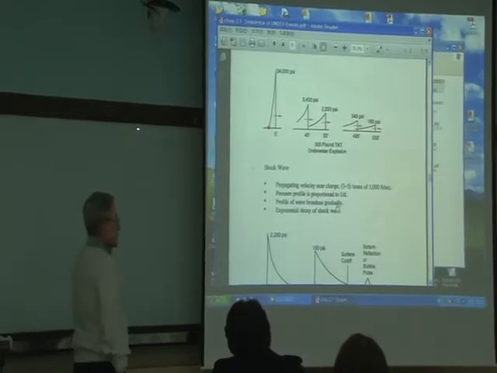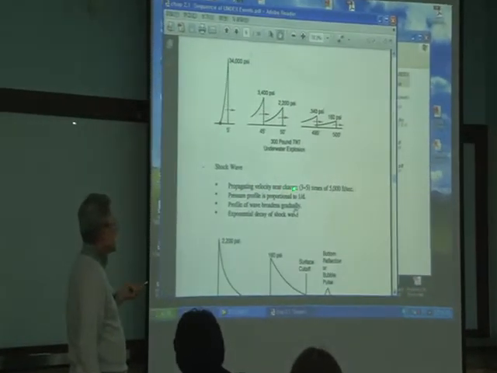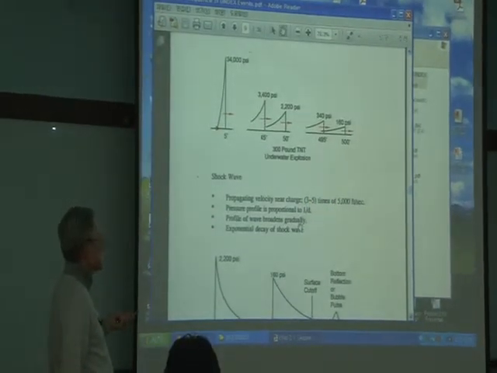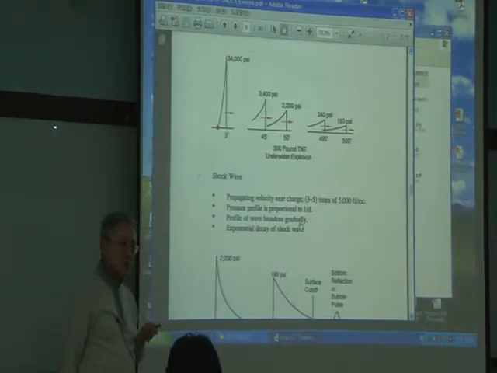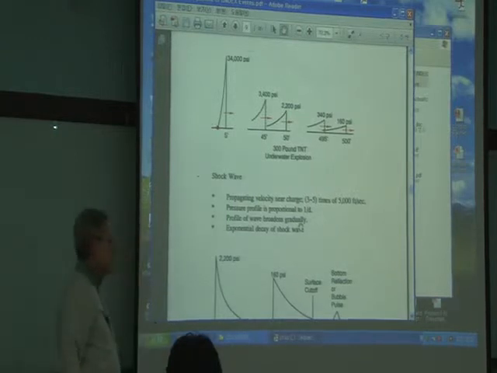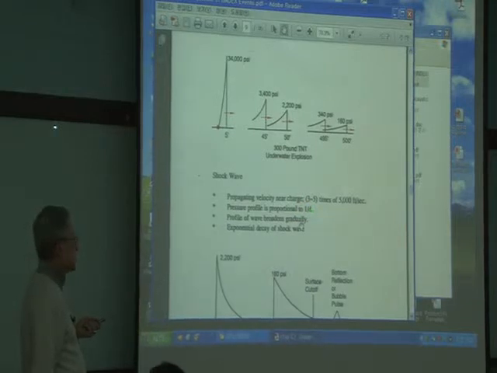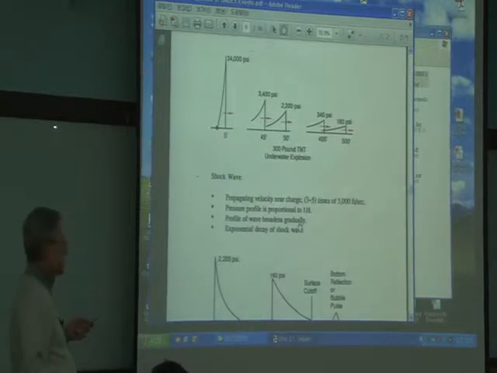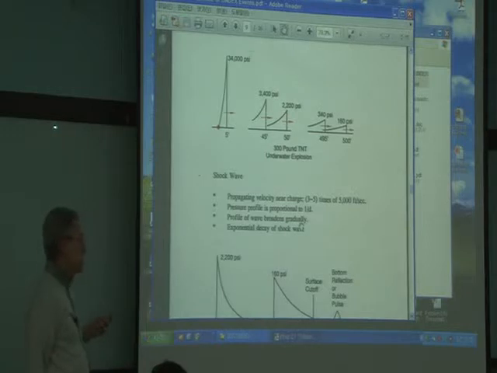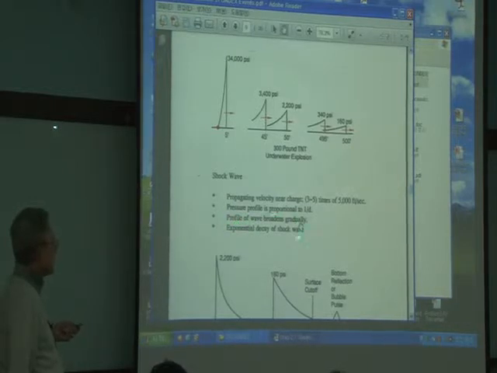This is a shock wave, not the bubble. The propagating velocity near the charge is 3 to 5 times 5,000 feet per second. 5,000 feet per second is the acoustic velocity in water. It usually converges to the acoustic velocity in the medium. So the pressure profile is proportional to 1 over d, and in chapter 2.2 you will see the equation for spherical wave propagation, you can tell right there in the equation form. The profile of the wave broadens gradually.